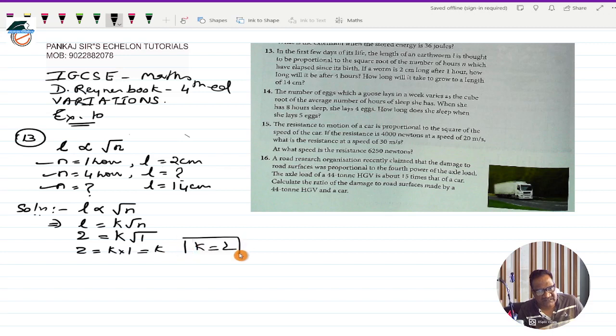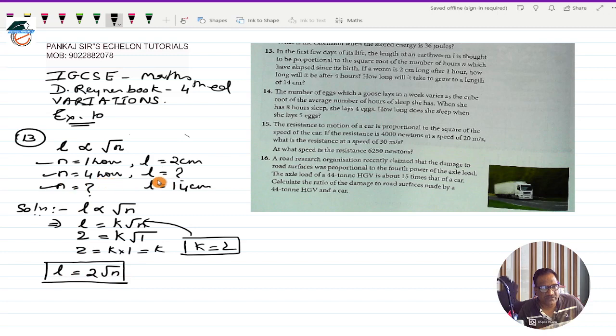Now this k is equal to 2, I'm going to put in this formula. So this will give me L is equal to 2 times square root of n. Now this is the equation which is relating L and n. Now this relation I'm going to use to find out the answer for these two questions.